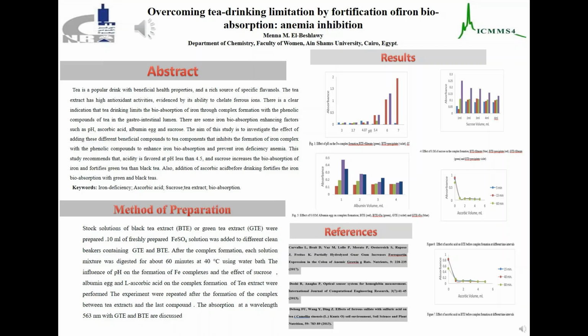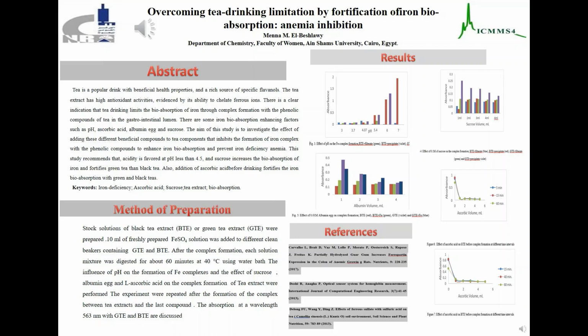This study recommends that acidity is favored at a pH less than 4.5. The sucrose increases the bioabsorption of iron and fortifies green tea, then black tea. Also, addition of ascorbic acid before drinking fortifies the iron bioabsorption with green and black tea.